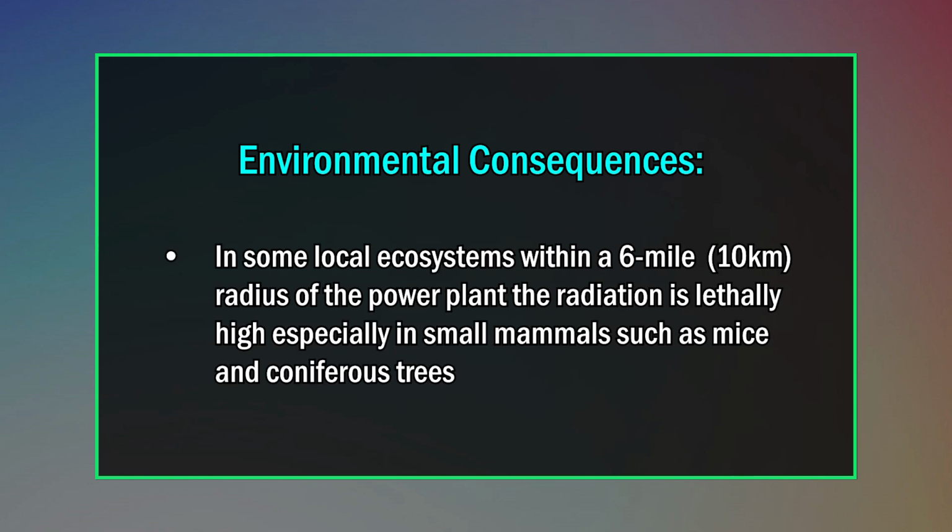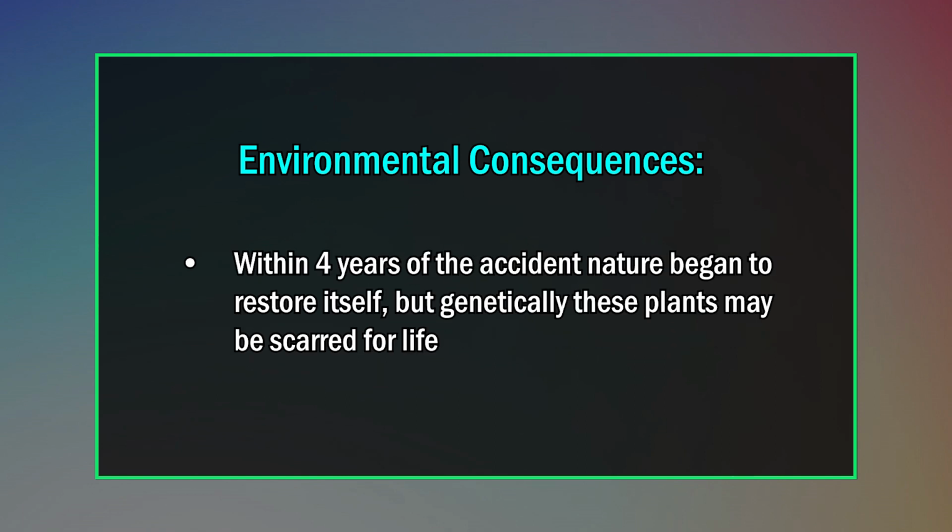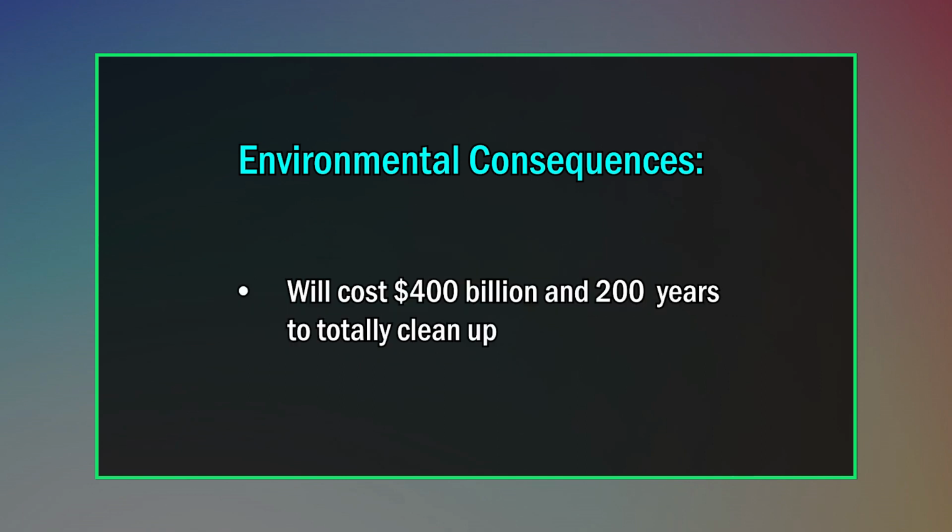In some local ecosystems within a 6-mile or 10-kilometer radius of the power plant, the radiation is lethally high, especially in small mammals such as mice and coniferous trees. Luckily, within 4 years of the accident, nature began to restore itself, but genetically, these plants may be scarred for life. It will cost 400 billion pounds and 200 years to totally clean up the area.